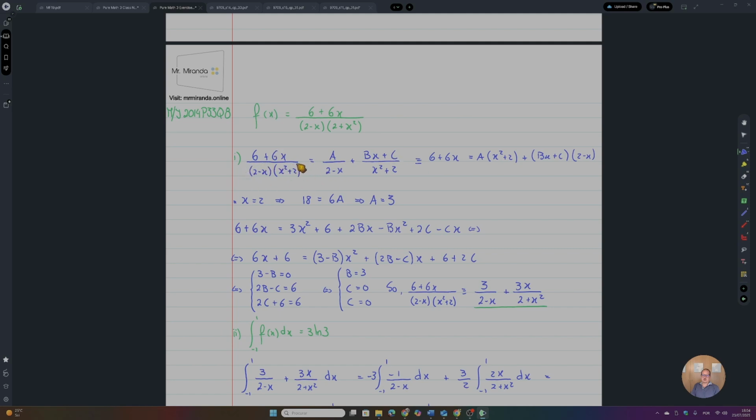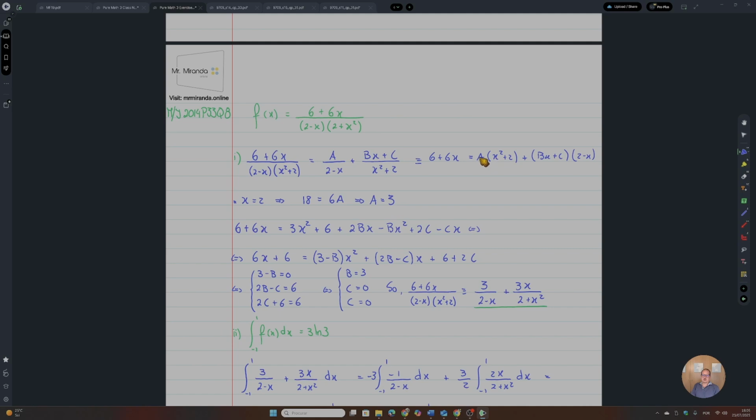Multiply both sides by this denominator. This will obviously become just the numerator. In this case, it will eliminate the 2 minus x, leaving just the x squared plus 2. In this case, it will eliminate the x squared plus 2, leaving just the 2 minus x. This will allow you to eliminate this factor altogether by cherry picking 2, so this will be 0. That happens when x equals 2. And this will become just 18 equals 6a, which makes a equal to 3.